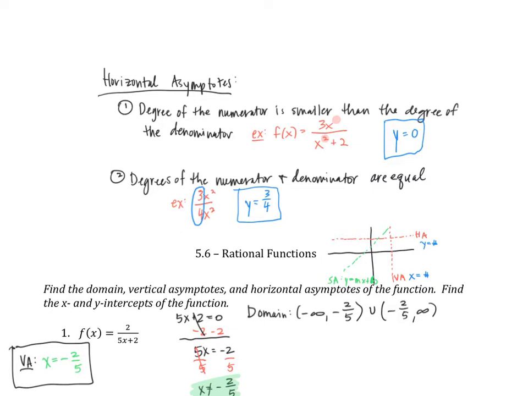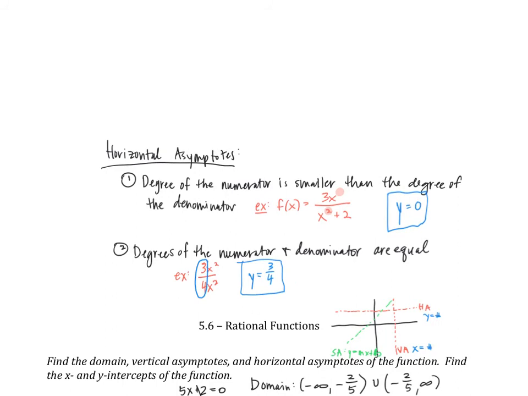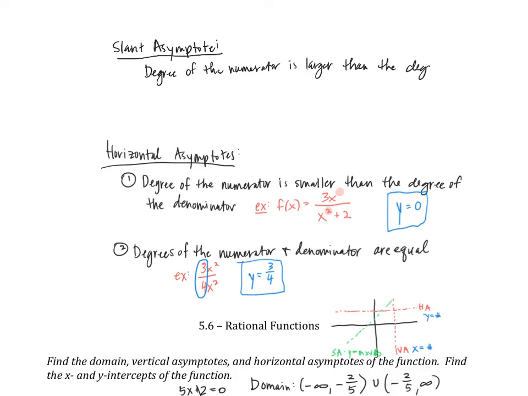If the degree of the denominator is smaller than the degree of the numerator, that's when you have a slant asymptote. Okay, so I guess I can go ahead and write that up here now as well. So a slant asymptote is when the degree of the numerator is larger than the degree of the denominator.